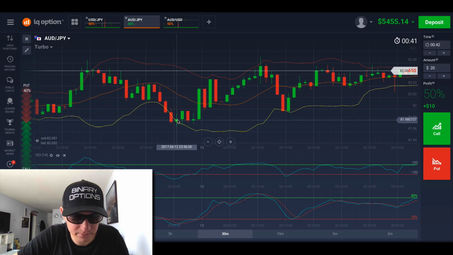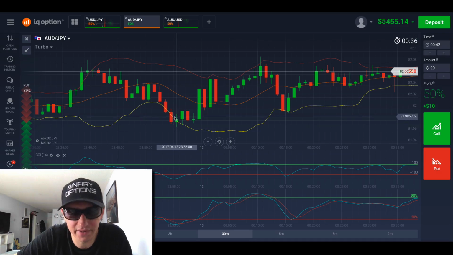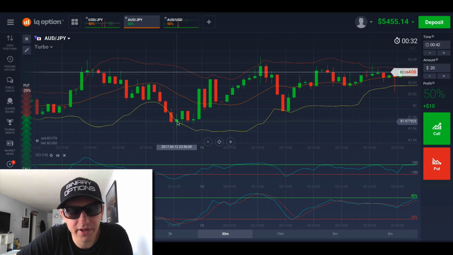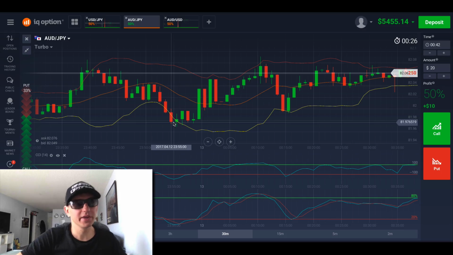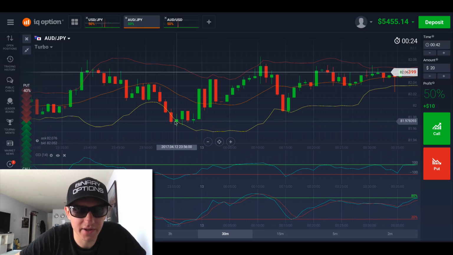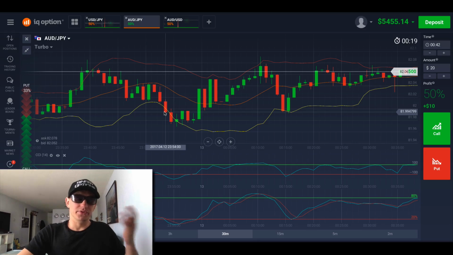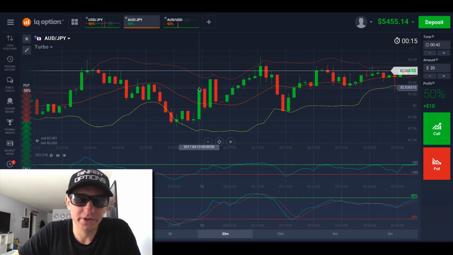I would make it after I see that this trend ended, after I notice this green candle and I wait until the end of this minute. I'm going to make the 4 minutes call stake, and in this case this should be a pure win as well.